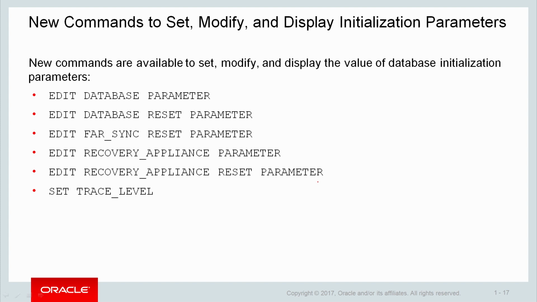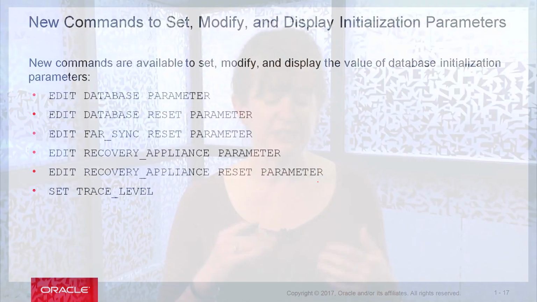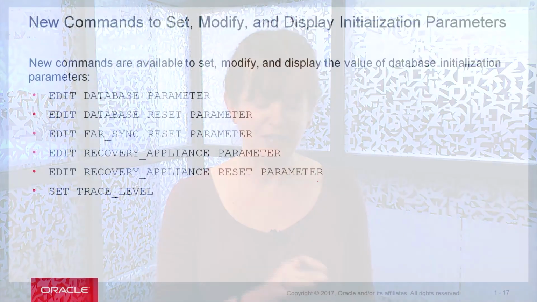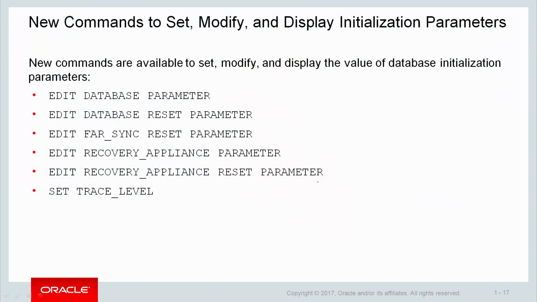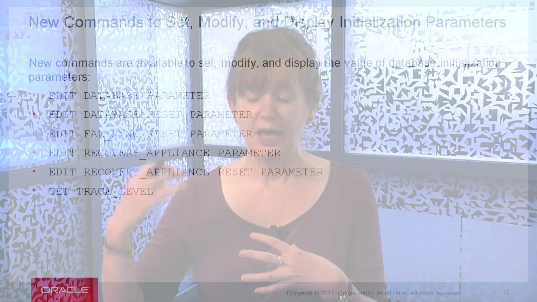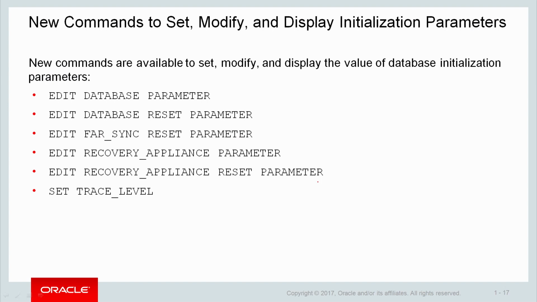The broker now has new commands to set, modify and display initialization parameters. Now, in the past, you changed initialization parameters by using the edit database set property command, and the properties you were setting were related to instance parameters or initialization parameters. The properties were stored inside the broker configuration metadata, and also translated into alter system commands to be executed on your databases.